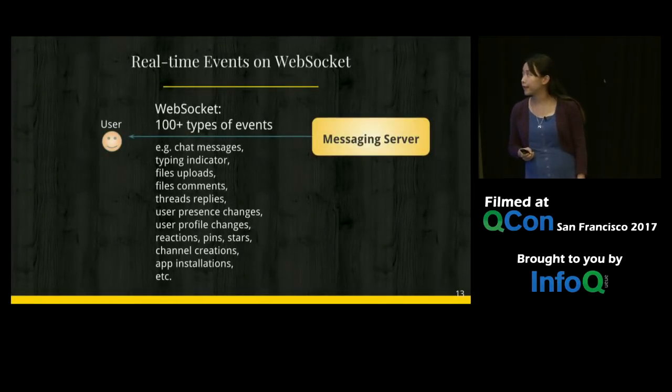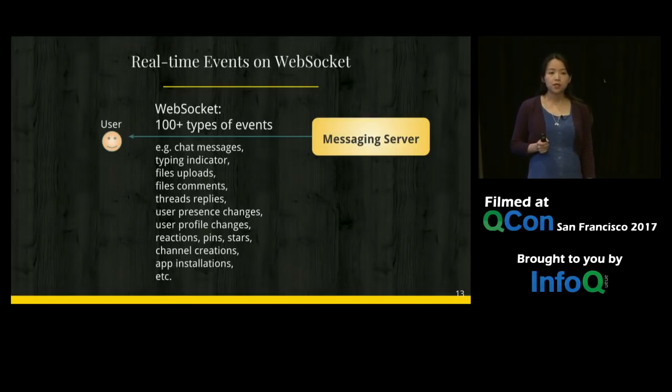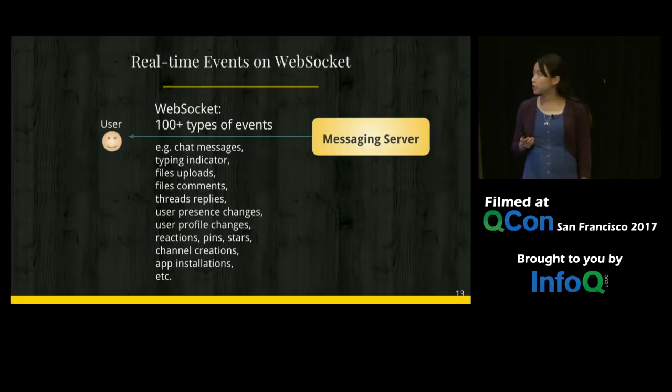On that WebSocket connection, there are over 100 types of events. Essentially, anything happening in real time inside Slack is sent to you through those events. Examples of such events include chat messages, typing indicators showing who is typing in the channel, file uploads, file comments, replies to threads, user profile changes, user presence changes, reactions, pins, stars, app installations, and so on.